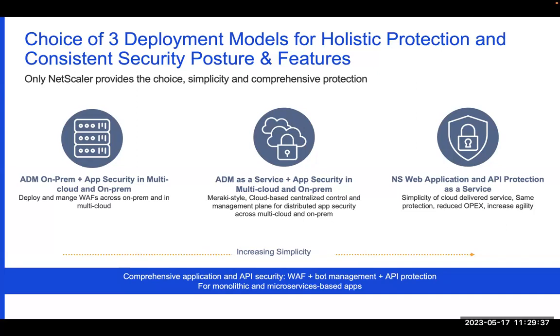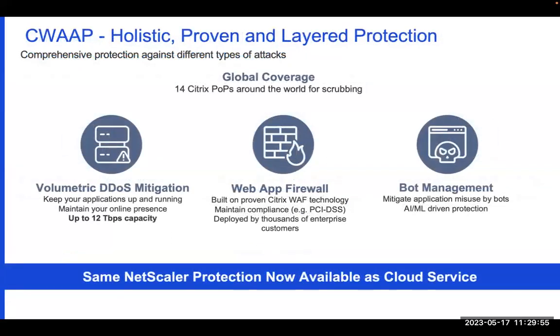Or they can also subscribe to our NetScaler web app and API protection service, which is purely a protection service that we offer customers on the cloud without deploying anything on-prem. This is very, very powerful because we can protect, with volumetric DDoS mitigation, up to 12 Tbps of capacity.